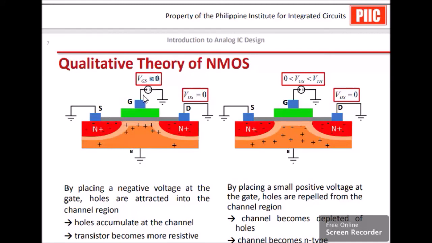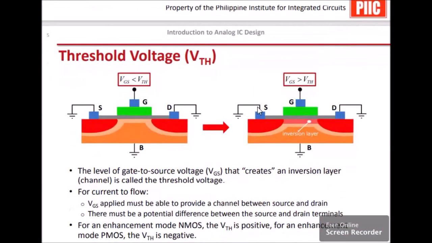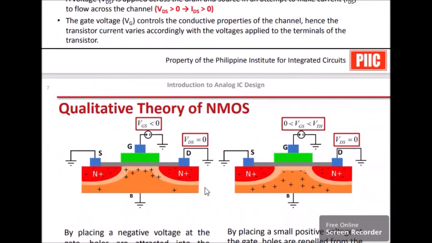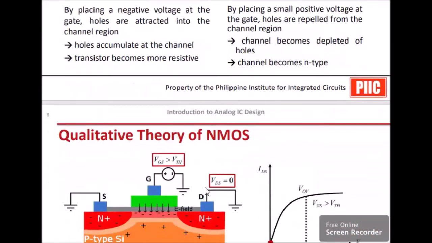So, ibig sabihin, yung apply niya dito na voltage is negative. So, ano mangyayari kapag negative yung nilagay dito? Remember yung kanina, sabi, for NMOS, kailangan yung VTH is positive. For PMOS, kailangan yung VTH is negative. So, ito na yun. Malalaman na natin kung bakit.